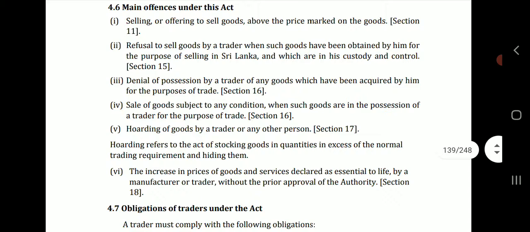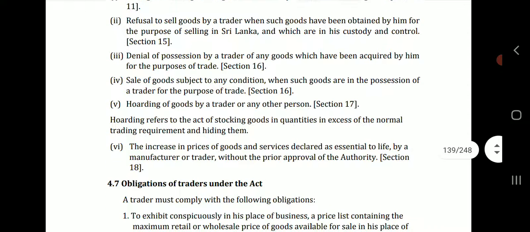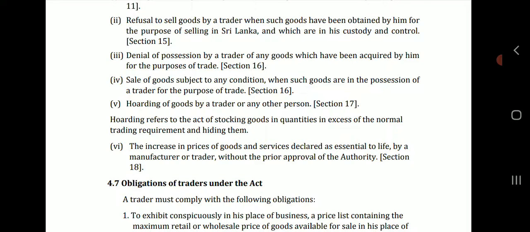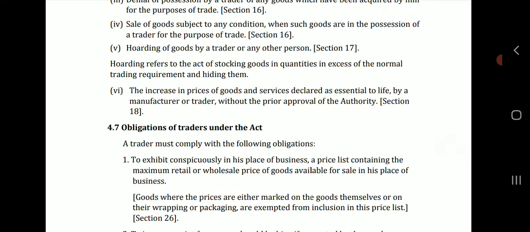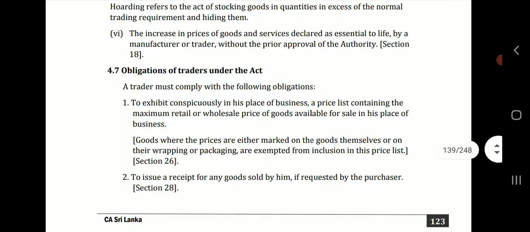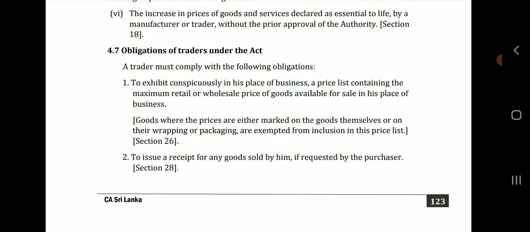Other offences include denial of possession of traded goods, hoarding of goods, and increasing the price of goods and services declared essential to life without prior approval of the authority. The authority, the ministry, must approve any increase in prices, because a price range has been set by the ministry according to quality, standard, and the market. So you cannot sell far above or far below, because it would be unfair competition in business trade.